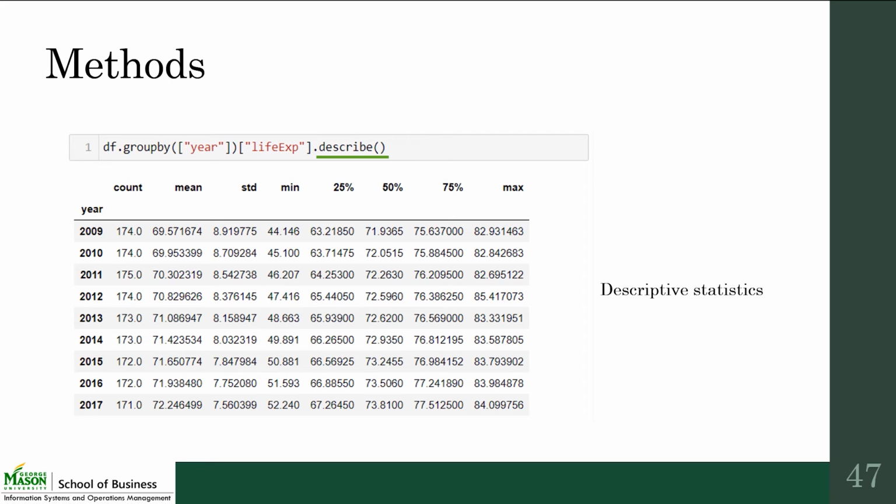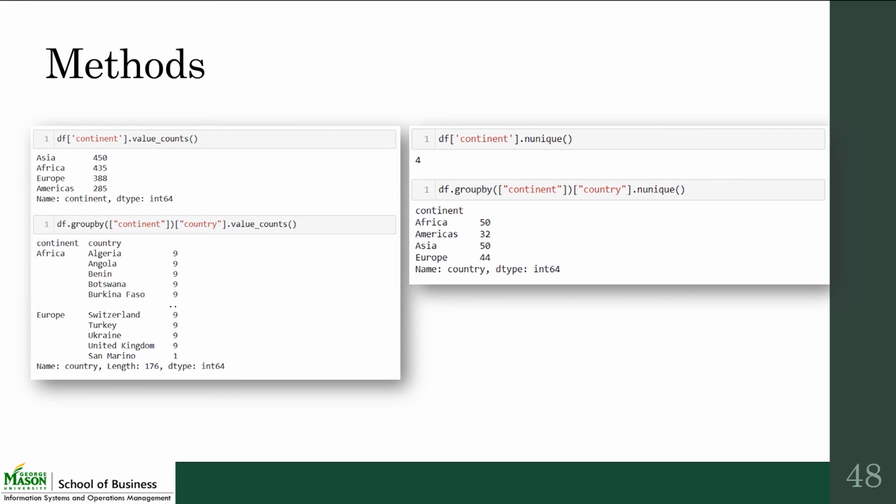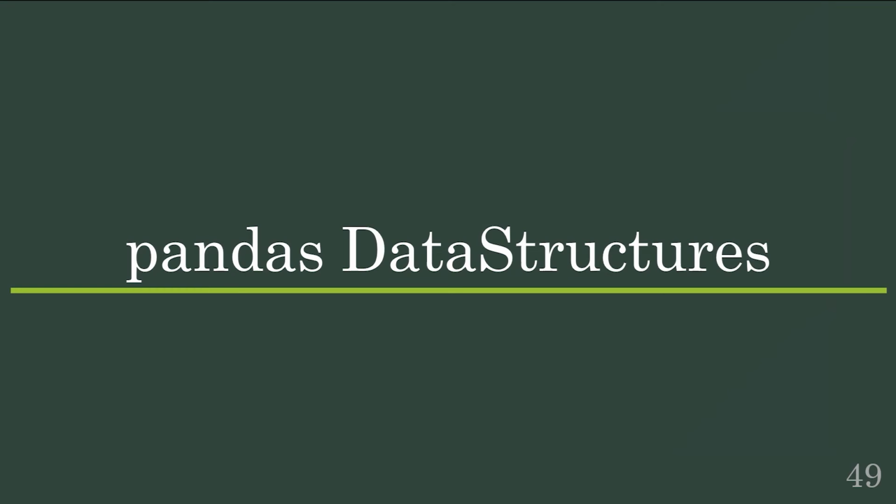The describe method is very handy as it outputs various descriptive statistics that range from measures of central tendency as well as measures of dispersion. To get the frequencies of values within data columns, you could use the value counts method or the nunique method. Several examples are shown here to give you an idea of how they can be used. The nunique method returns the number of unique observations, while the value counts method provides the frequency of each value occurring in the data column.